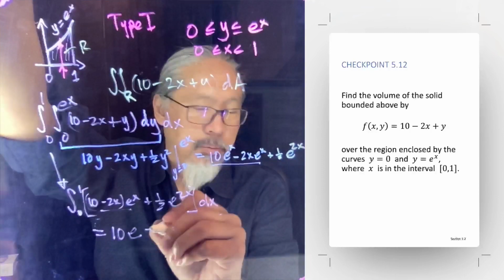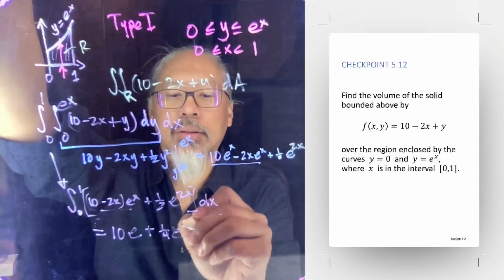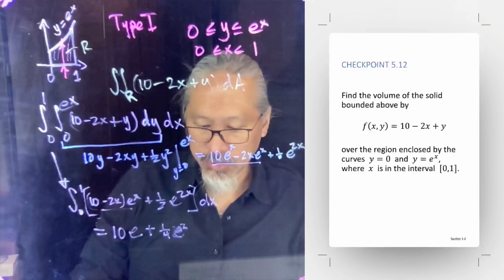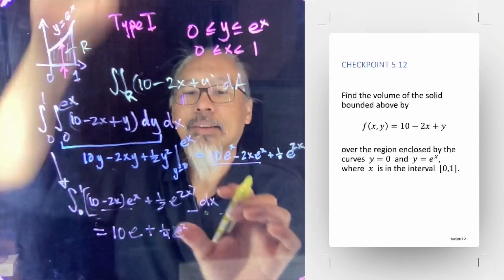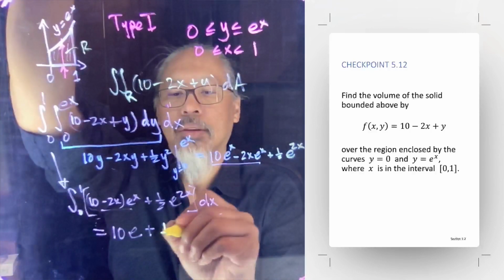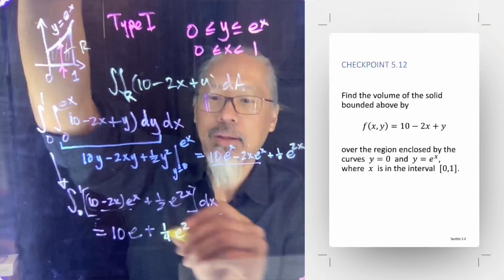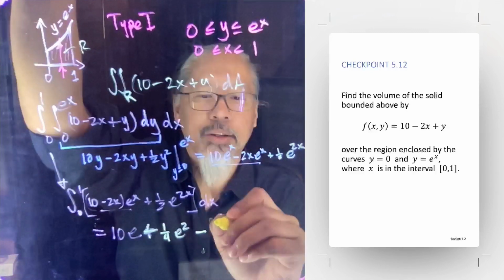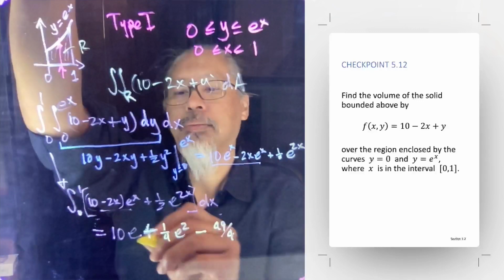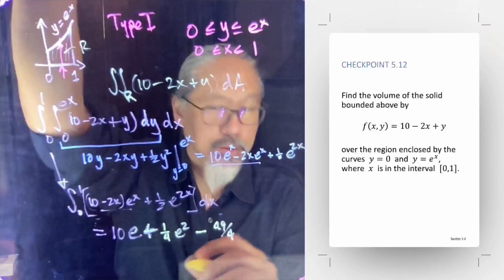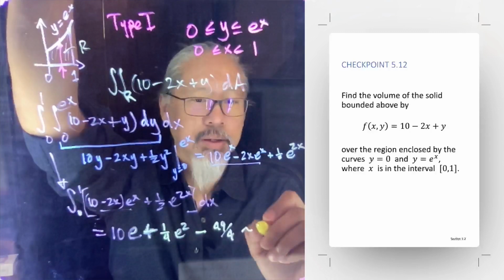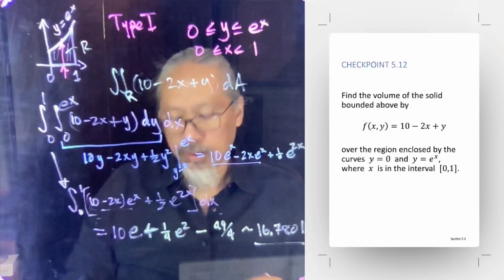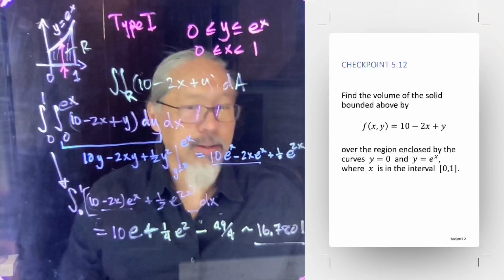And the solution that I ended up getting was 10e plus 1/4 e squared minus 49 over 4. Okay. So all this will eventually equal about 16.7801. All right, that's it. I hope that helps.